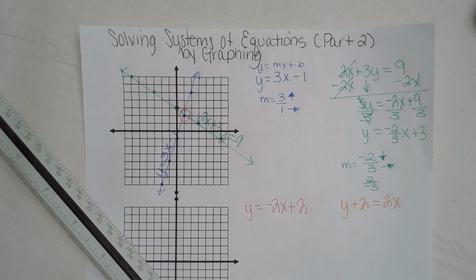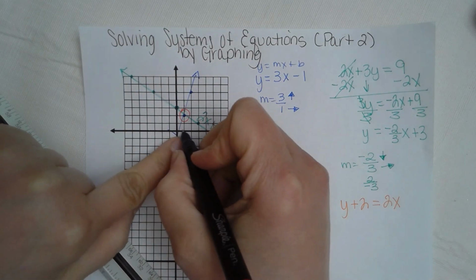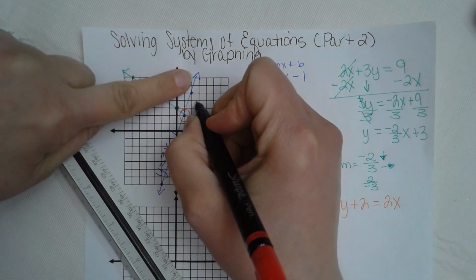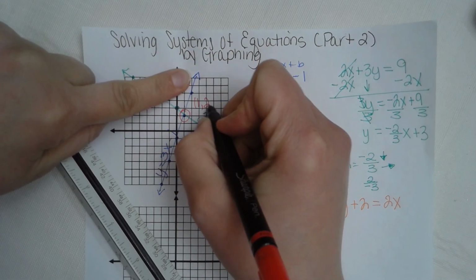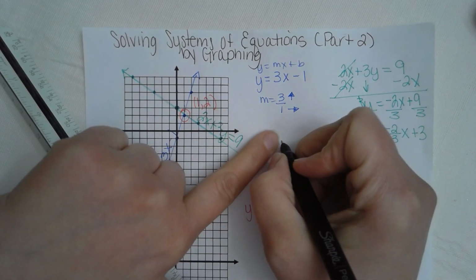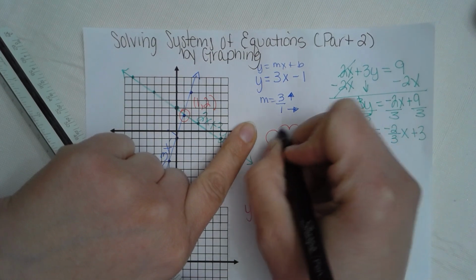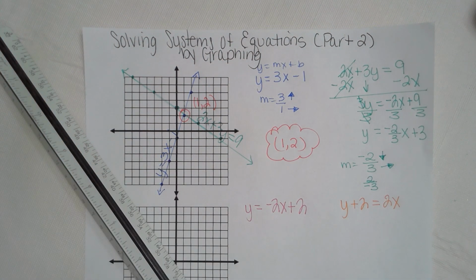Okay, and the last thing that we need to do is we need to identify the intersection or the solution to the system of equations. And for us, that's going to be 1, positive 2. Okay, so I'm going to write that over on the graph, but I'm also going to write it off to the side. So our solution for this first one is 1, 2.